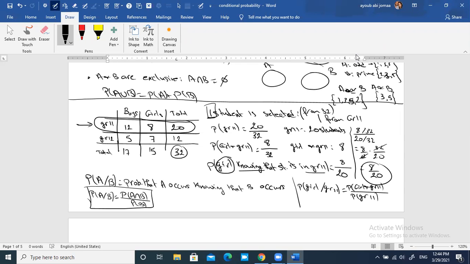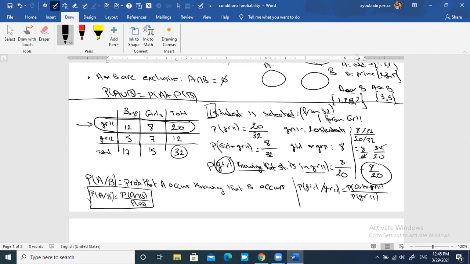For example, the probability of girl given that grade 11. I mean here the probability that the student is a girl, knowing that this student is from grade 11. So here we're assuming that the student is from grade 11, and then what will be the probability that the student is a girl? So here it will be 8 over 20.